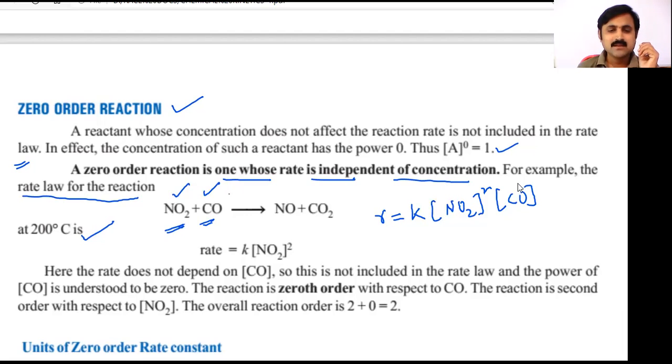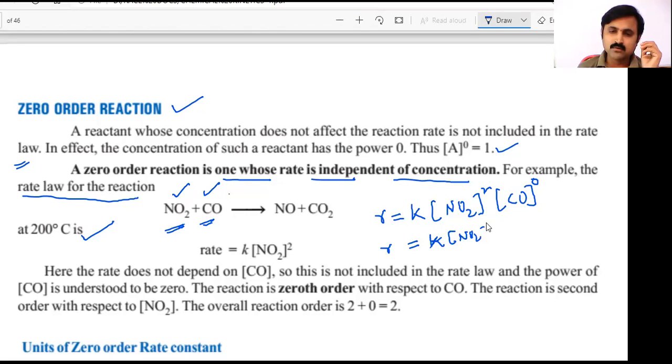But the concentration of CO here, which does not depend on rate, means its power is 0, experimentally determined. Means an excess of that reactant is taken, so that reactant concentration will become constant and not going to affect the rate of reaction. That's why this power will become 0. Then the rate they have given as K into concentration of NO2 whole power 2. This is the equation they have given.